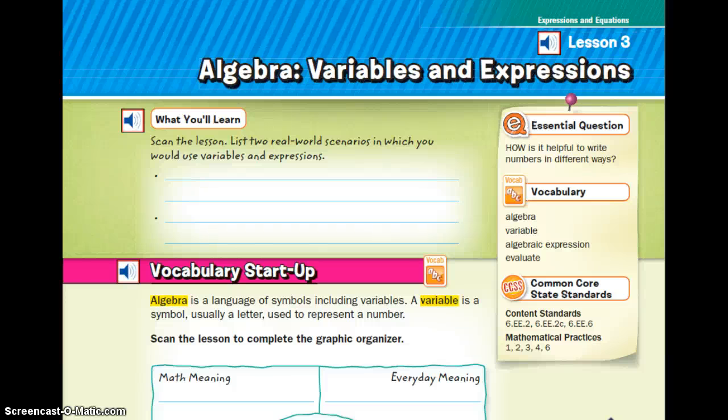We're on Chapter 6, Lesson 3, Algebra. Variables and expressions. We're finally in algebra. This is awesome. Please turn with me to page 449.